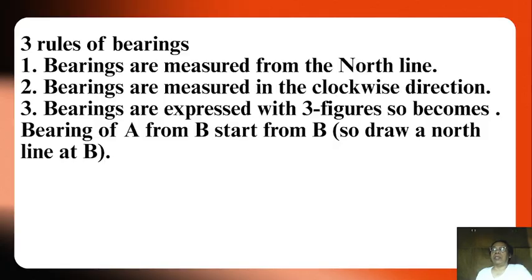So the three rules of bearings. Bearings are measured from the north line, and that north line has an arrow. Bearings are measured in the clockwise direction. Bearings are expressed with three figures. So the bearing of A from B: start from B, so draw a north line at B.